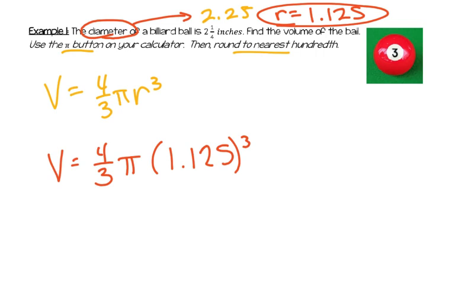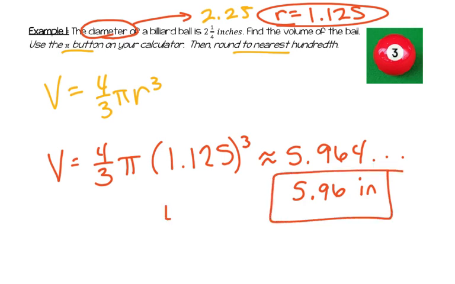Once you put that in your calculator, you're going to round it to the nearest hundredth, and I use the pi button on my calculator. What I see on my calculator is 5.964 and then some others. So I'm going to round that to 5.96, and that's going to be in cubic inches. That's the volume. If you take a little cube that was 1 inch by 1 inch, it's going to take almost 6 of them to fill this ball.